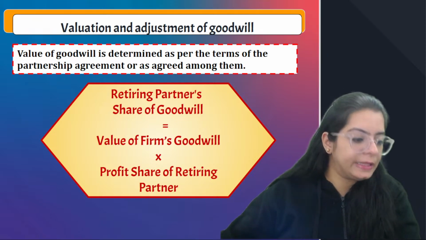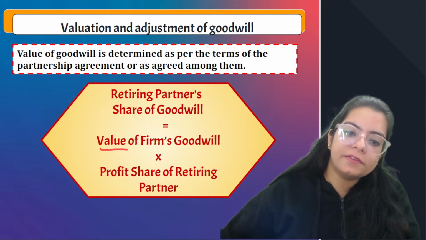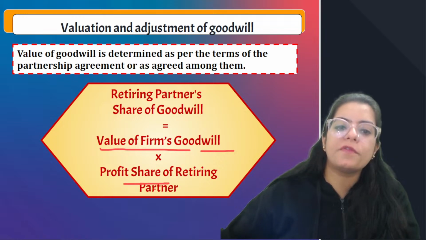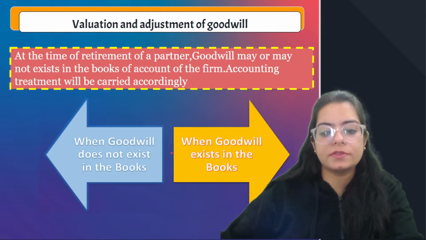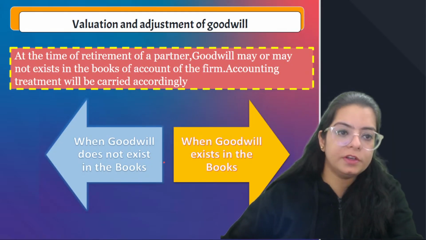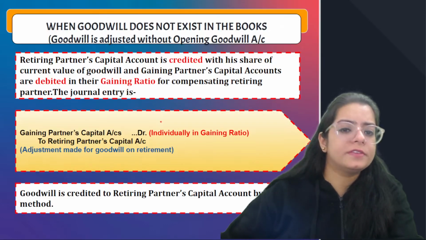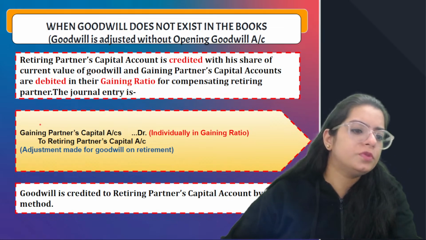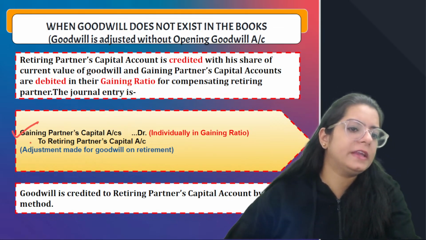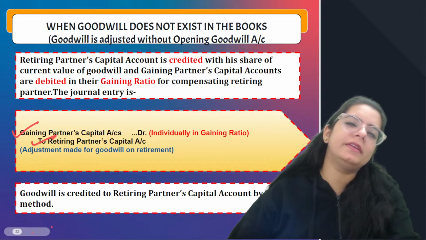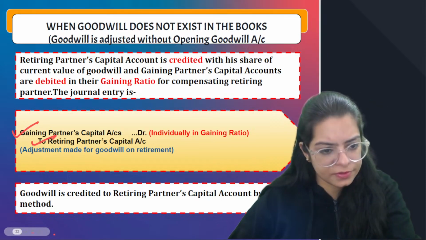How are you going to calculate the amount of goodwill? Take the value of the firm's goodwill and the share of the retiring partner. You will know the value of goodwill for the retiring partner, right? When goodwill does not exist in the books, if you just have to distribute or compensate the goodwill, you will pass the entry gaining to retiring. The same entry we have been taking in all the chapters now, right?